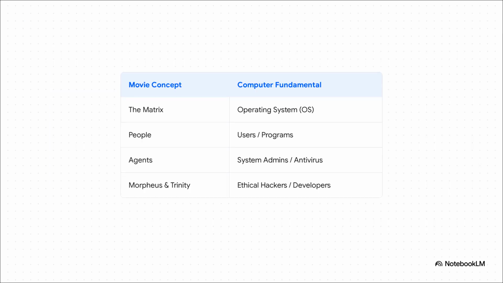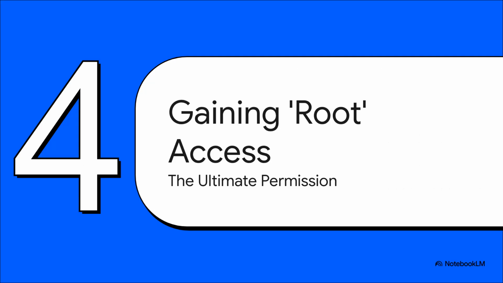Okay, so let's just do a super quick recap. The Matrix itself is the operating system. The people living inside are the users or programs. The agents are the system admins, or the antivirus, and Morpheus and Trinity are ethical hackers. This whole setup, this entire framework, perfectly sets the stage for one very special user who's about to turn everything upside down. Which leads us perfectly into Section 4, gaining root access.